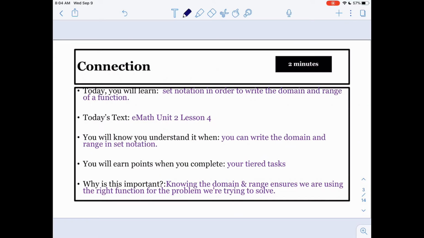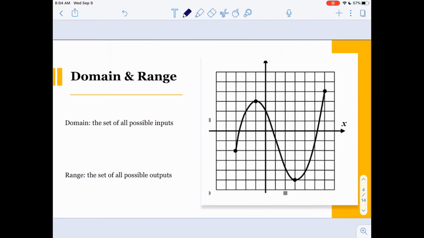Today we will learn set notation in order to write the domain and range of a function. This is important because knowing the domain and range ensures we are using the right function for the problem we are trying to solve. The domain is simply the set or list of all possible inputs, or x's.